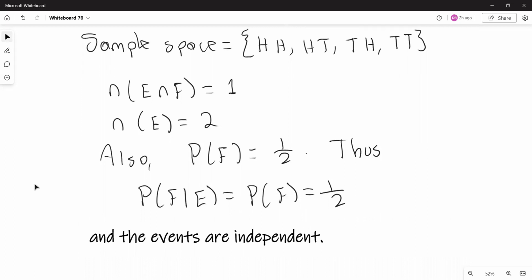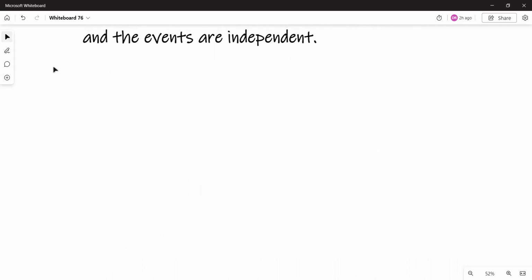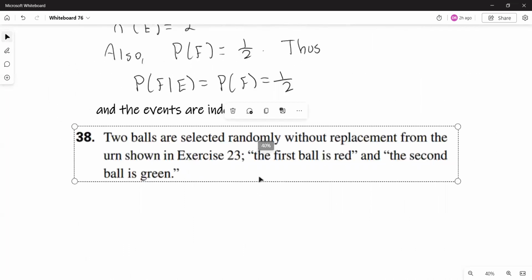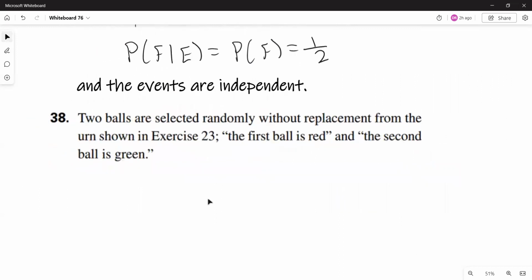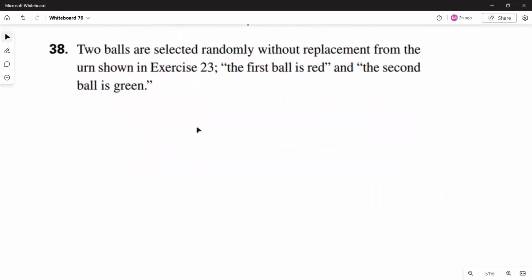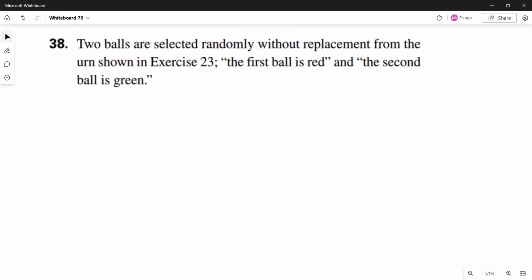And number 38, that's going to be the last one. What dependent events look like? Two balls are selected randomly without replacement from the urn shown in exercise 23. The outcomes are the first ball is red and the second ball is green. So I'm going to copy the urn that we work with.